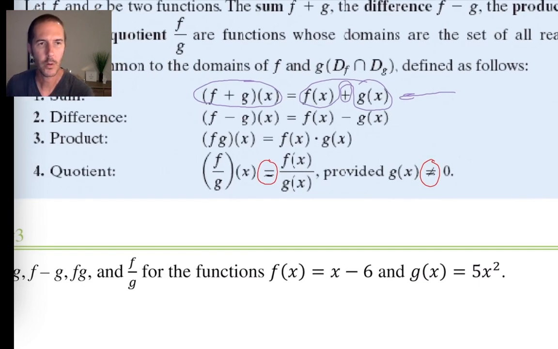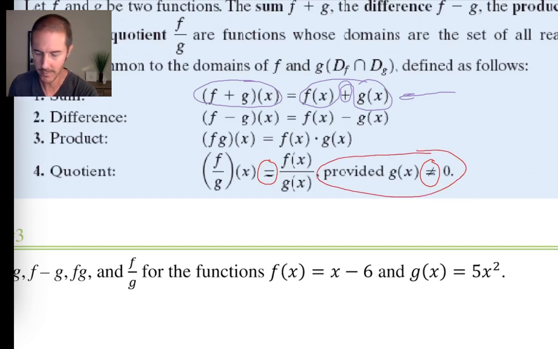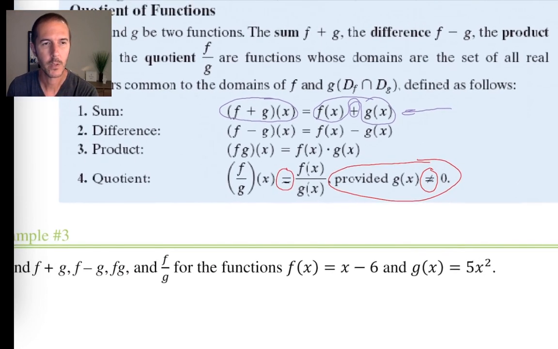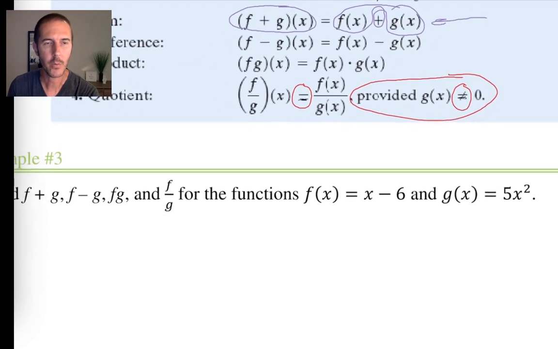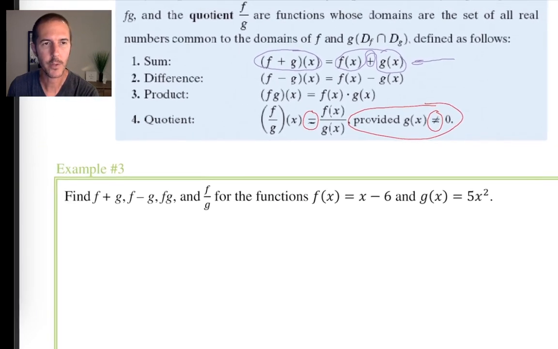In number 4, you'll see that there's this additional note that says provided g of x does not equal 0. So we're getting into the domain again. A rational function does not want to have a 0 in the denominator. And let's see how that plays out when we're working with some actual functions.